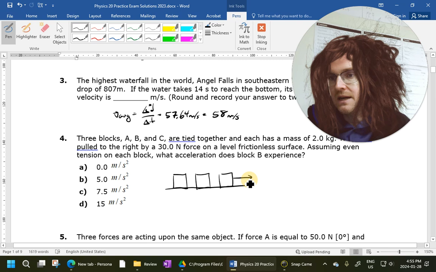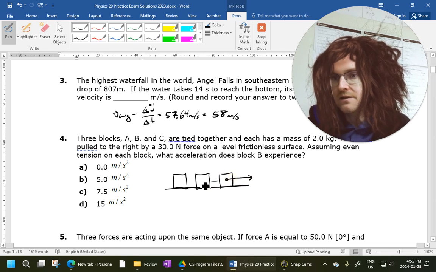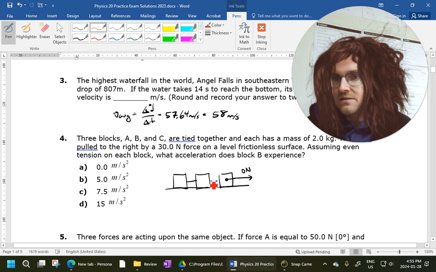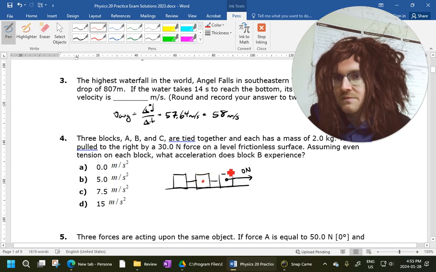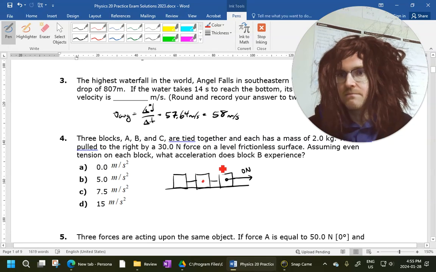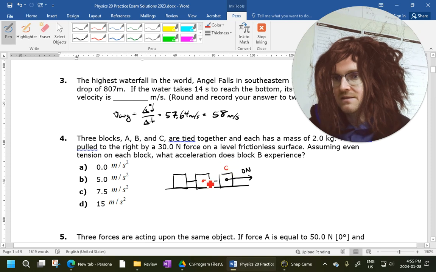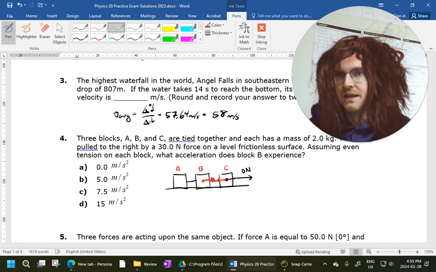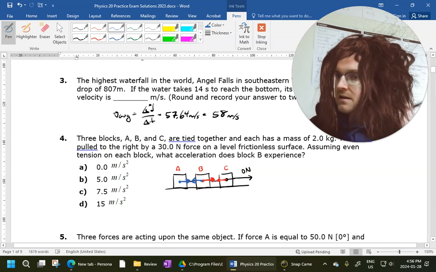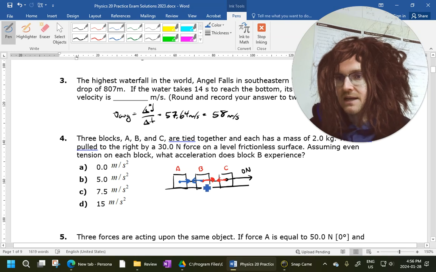So if I apply a force only on this first block, and there's some ropes attached between these, of 30 newtons, the thing is, we got all these action-reaction forces, right? Okay, let's just say this is block C here. C is going to pull on block B, and then B is going to pull back on block C. And then what's going to happen again is A is going to be pulled by block B, and A is then going to pull back, right? So we got these action-reaction forces.